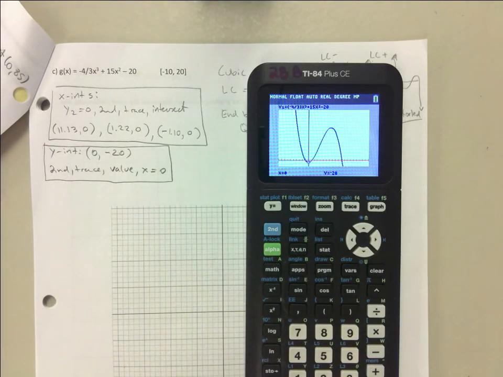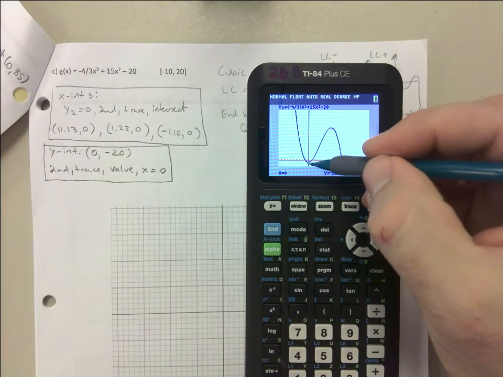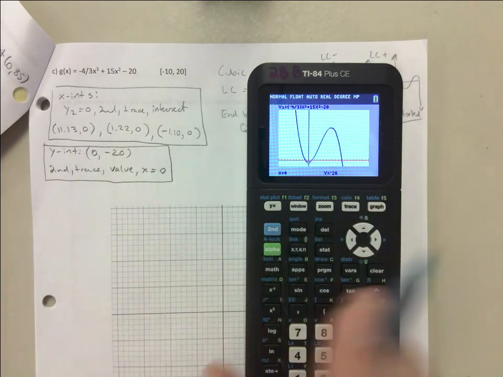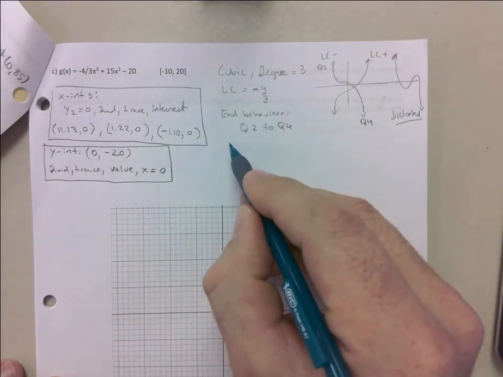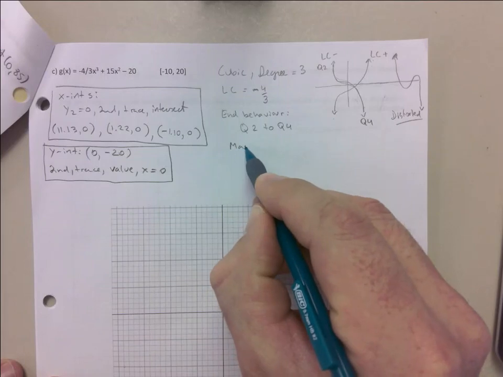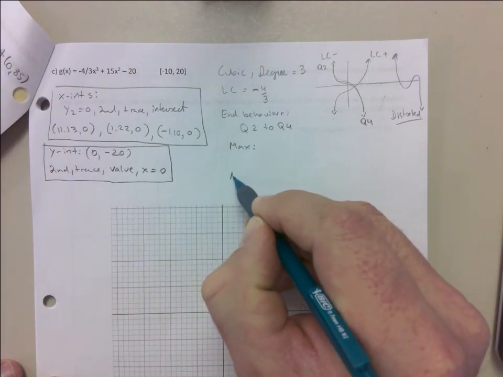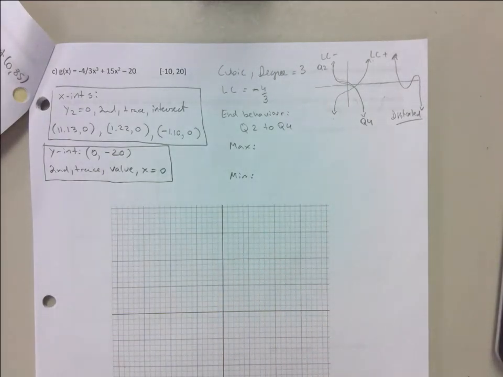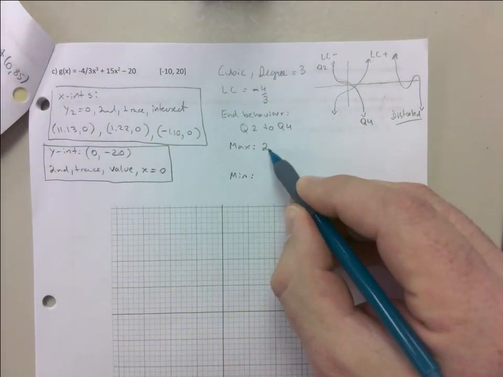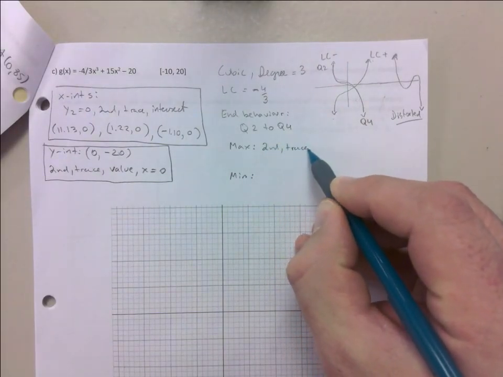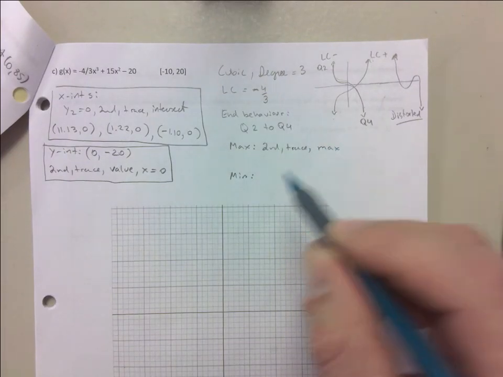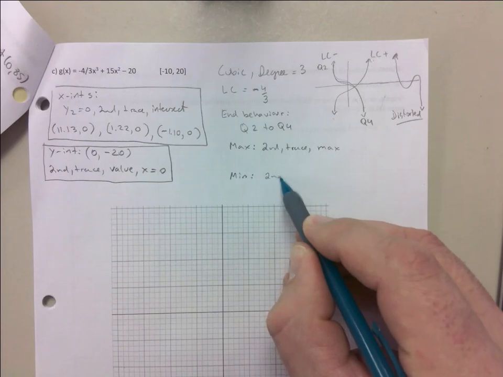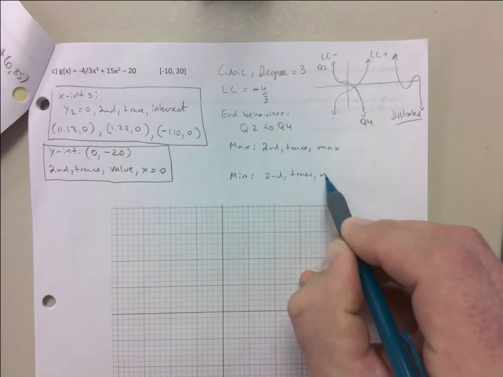X-intercept, y-intercept, and then last but not least is those dips, like the dip and the hill, top of the hill. This one and that one. So I'm running out of room here. I'm going to call this the max, and I also need the min. We call them local max, local min, okay? So for the max, you're going to go second, trace, max, obviously. And for the min, we're going to go second, trace, min.